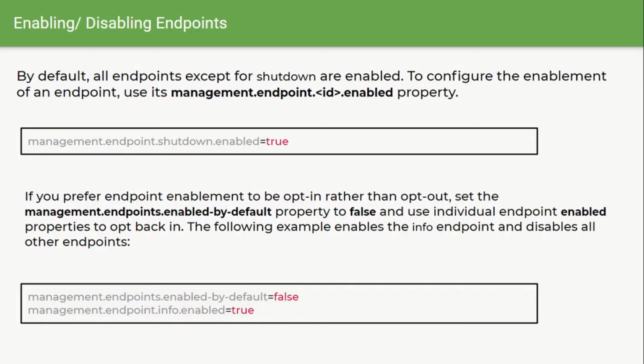Let's see how we can enable or disable the endpoints. By default, all endpoints except shutdown are exposed by Spring Boot. We can enable or disable the endpoints using the ID of the endpoint and marking them as true or false. For example, for shutdown, if you want to enable it, we can just use the ID as shutdown dot enabled equal to true. So now we will be getting the shutdown endpoint as well.